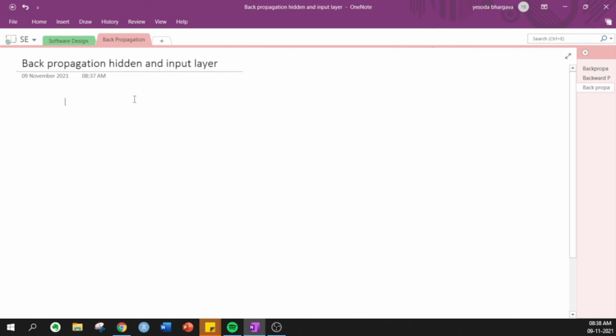So let us start. We move forward with the updating of the weights between the hidden and input layer. I will show an example for W1. So we can write this as the partial derivative of the total error with respect to output of H1, into the partial derivative of output of H1 with respect to net H1, and then the partial derivative of net H1 with respect to W1.